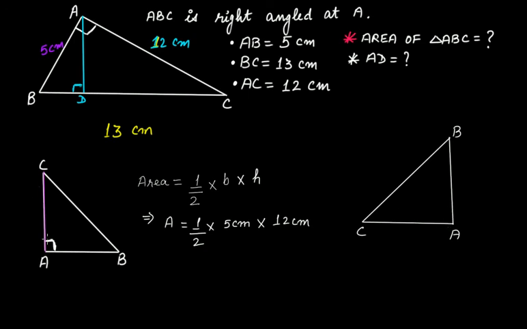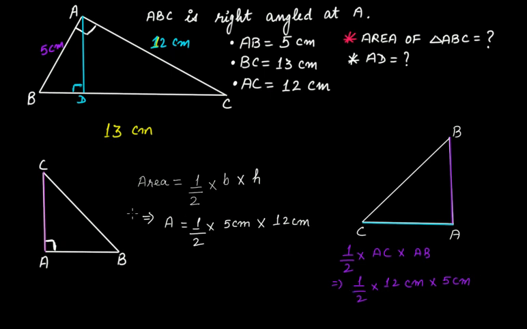actually this CA, which is the height in this triangle, actually becomes the base in this triangle, and this AB actually becomes the height, right? That's an interesting thing, no? Yes, of course, you are right. Even in this case, if you are calculating the area, your area will become half times base, that is AC, times height, that is AB. What's AC? AC is 12 centimeter times what's AB? AB is actually 5 centimeter.